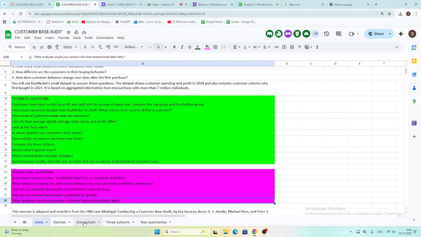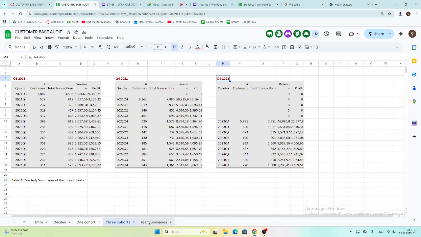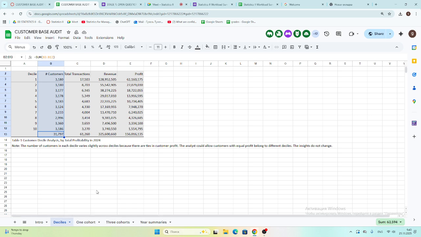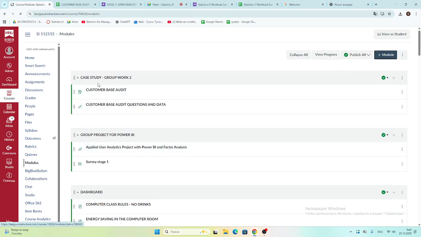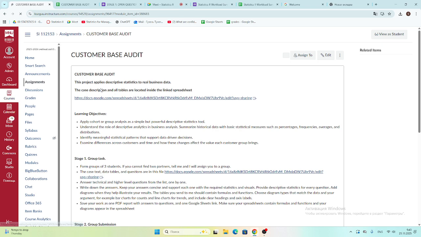So I think this is an interesting exercise. You prepare three documents. One is your document with answers. Another is your calculations in a Google spreadsheet. And you send me the files. Two documents. And the third one is the list of students who are in the group. Yeah. So the requirements are described here.